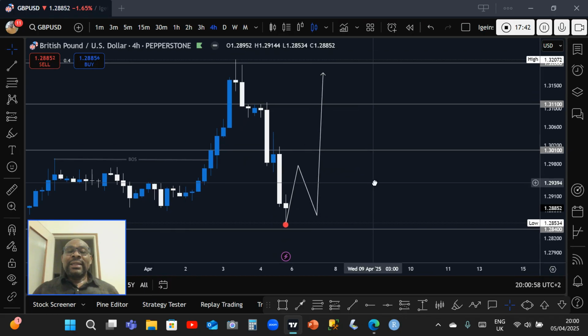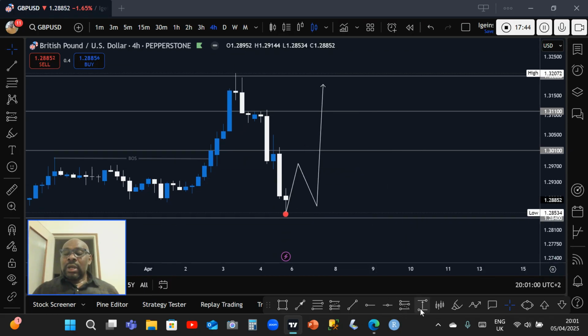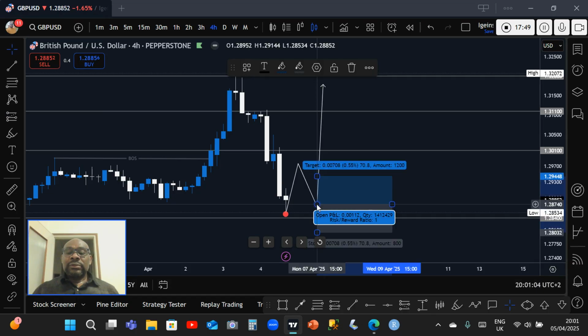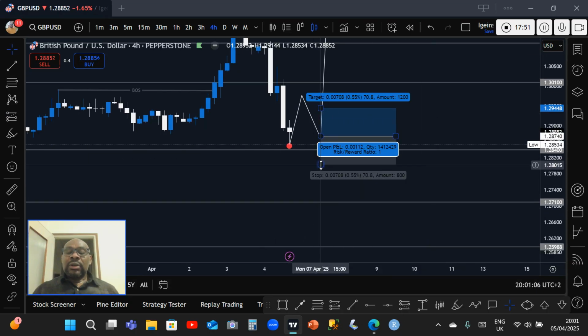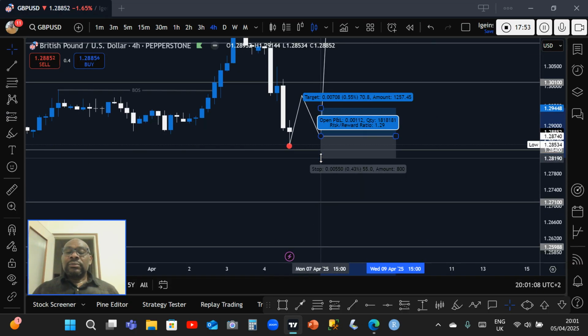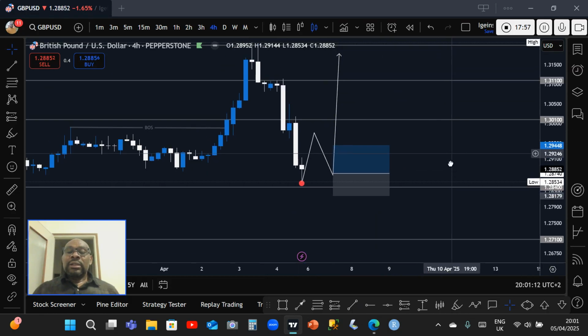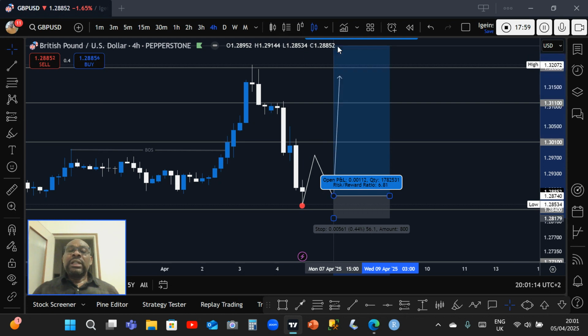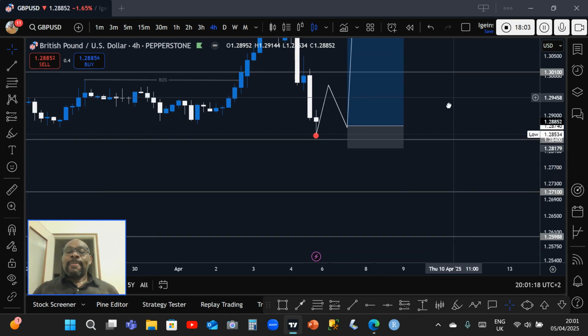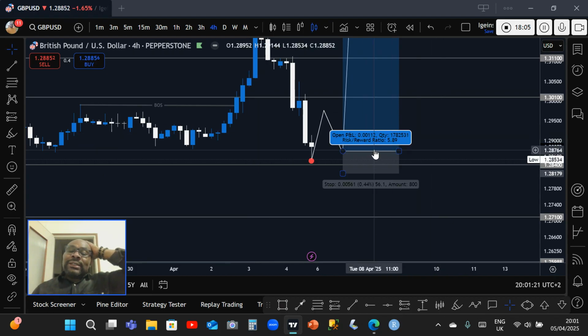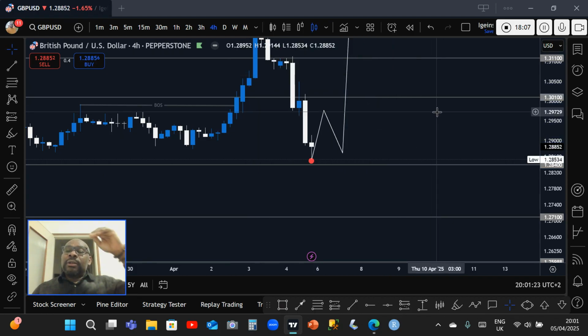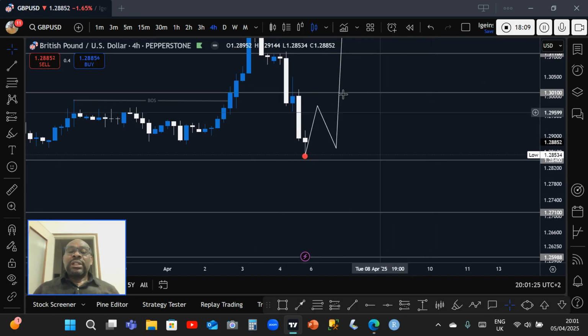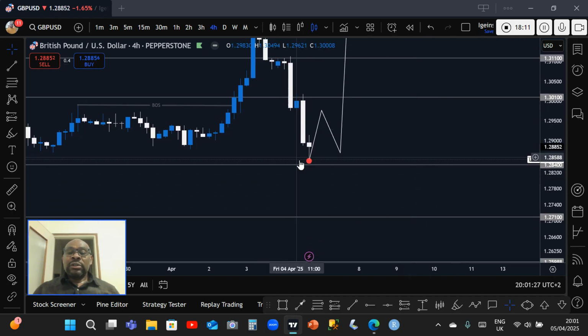We are going to target, let's say here, your stop loss will be below, all right? The stop loss will be below, then we are going to target the high, all right? But until then, we are going to watch price action to see what it will give us.